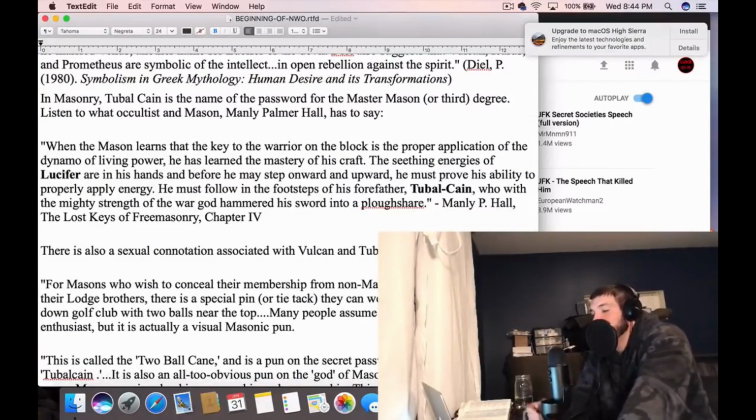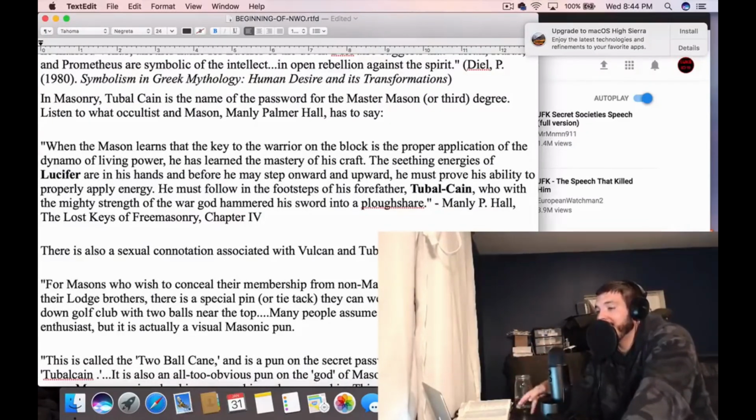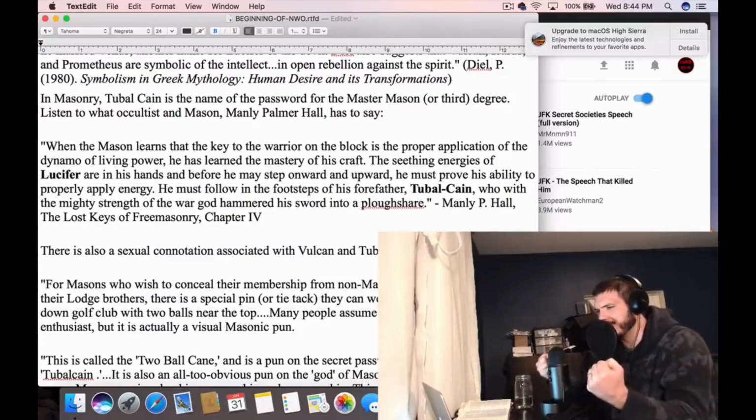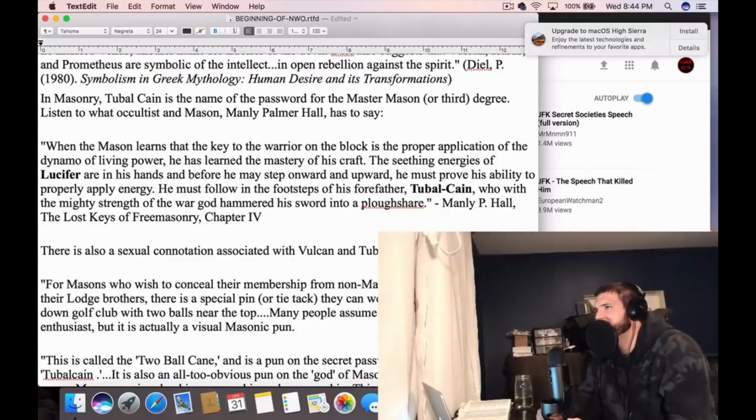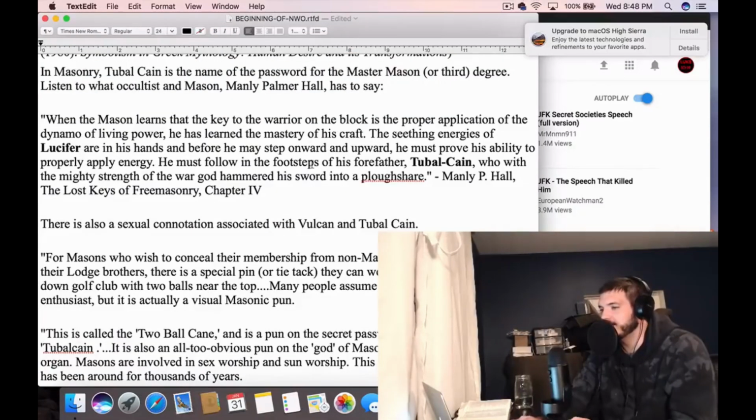First of all, he talks about Lucifer in association with Freemasonry, but beyond that, he's associating Lucifer and Tubal-cain in the same paragraph, okay? Not good for Tubal-cain, but Freemasons are talking about the seething energies of Lucifer are in his hands. What is this? Why are Freemasons talking about this? He says he must follow in the footsteps of his forefather Tubal-cain, who with the mighty strength of the war god hammered his sword into a plowshare.